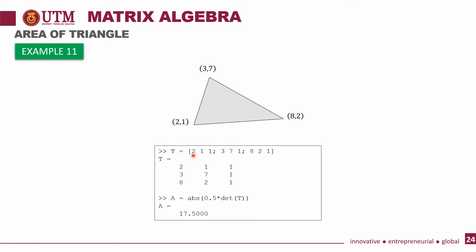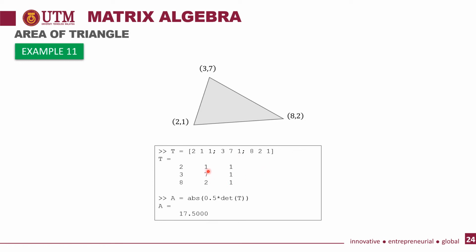This is the code for you to calculate the area of a triangle. First you initialize the matrix T, which consists of the x and y coordinates and also an additional 1. You can create it by initializing the variable T with the matrix. We are learning about this in chapter 2 if I'm not mistaken.